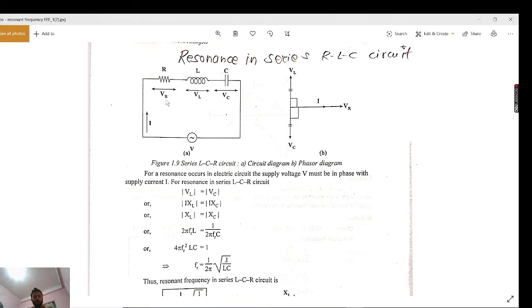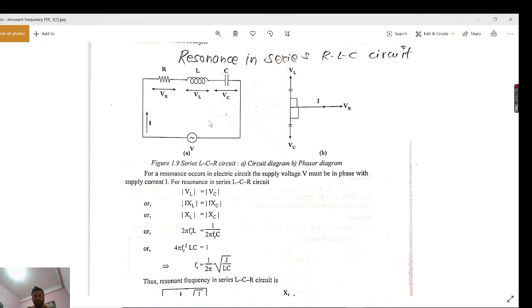Here in the circuit you can see the voltage across R is VR, the voltage across L is VL, and the voltage across C is VC. So when the voltage source V is applied to the electrical network containing this resistor, inductor and capacitor, and the voltage is in phase with the alternating current I, then the circuit is said to be in resonance. And here you can see a series RLC circuit drawn in figure A, and the phasor diagram between VL, VR and VC is shown here.